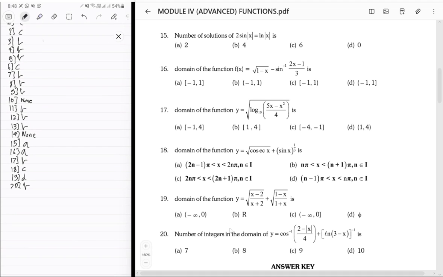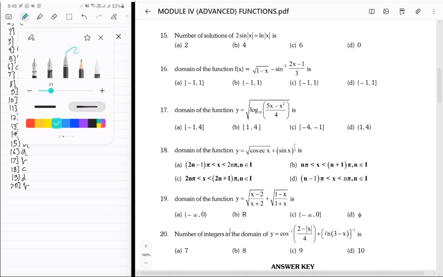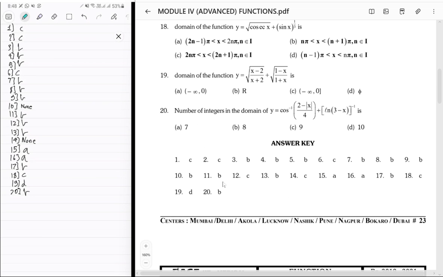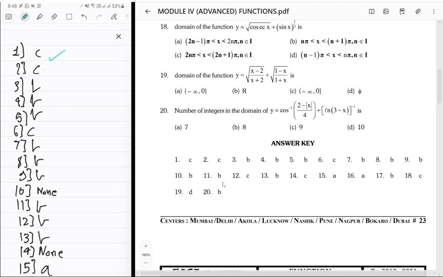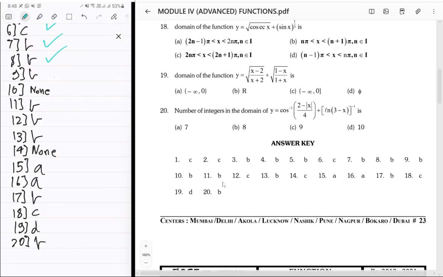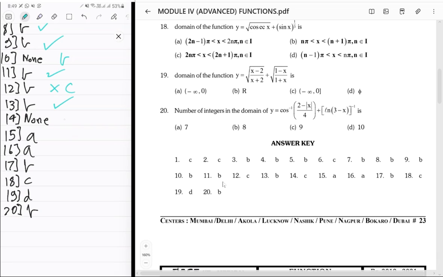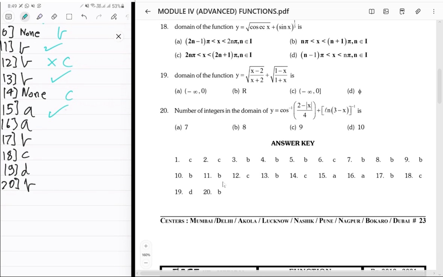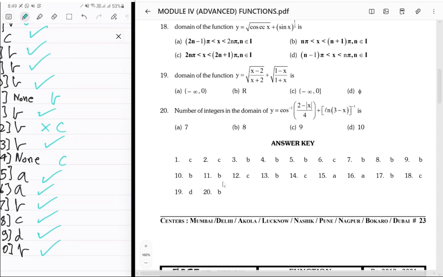Just check. First C, second C, third B, fourth B, fifth B. Makes sense. Ninth B, 10th is supposedly B, we know it's none actually. 11th B, 12th C. Silly mistake. Then 14th C, we know it's none. 15th A, 16th A, 17th B, 18th C, 19th D, and this is B. Okay, cool. So the only one that's weird is the 12th.